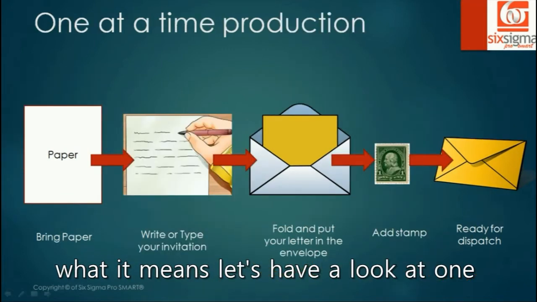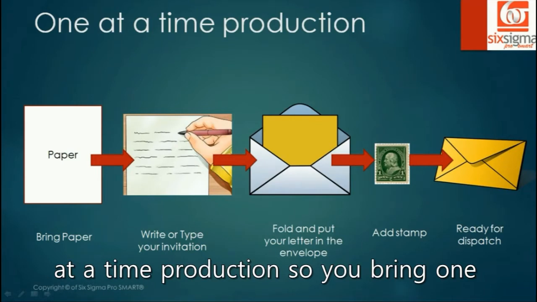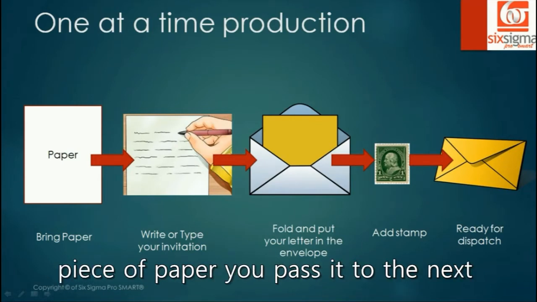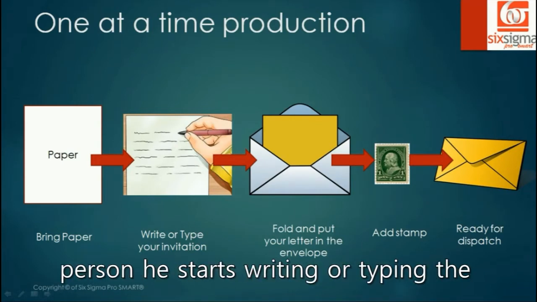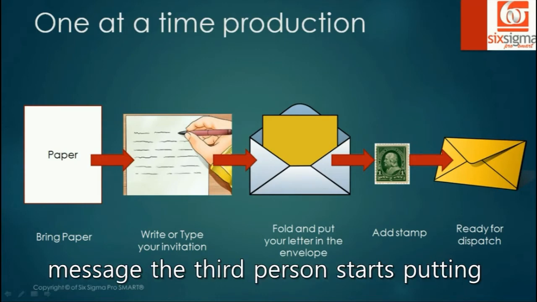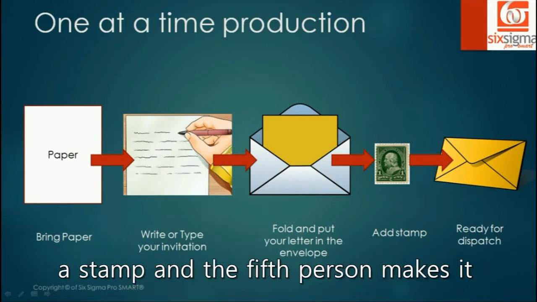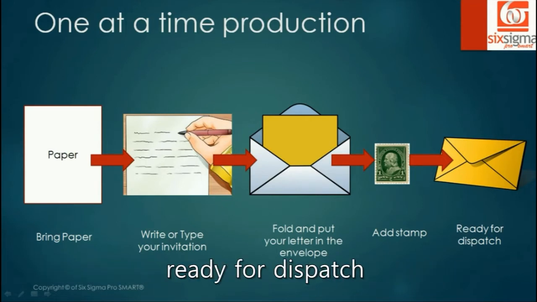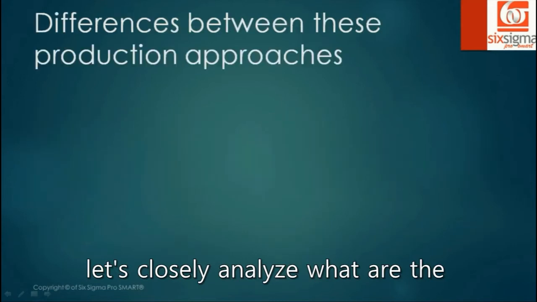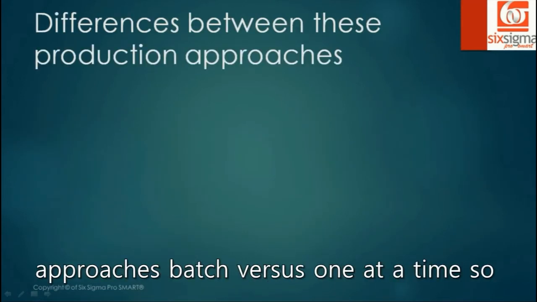Let's have a look at one at a time production. So you bring one piece of paper, you pass it to the next person. He starts writing or typing the message. The third person starts putting it in an envelope. The fourth person puts a stamp, and the fifth person makes it ready for dispatch. Let's closely analyze what the differences are between these production approaches, batch versus one at a time.